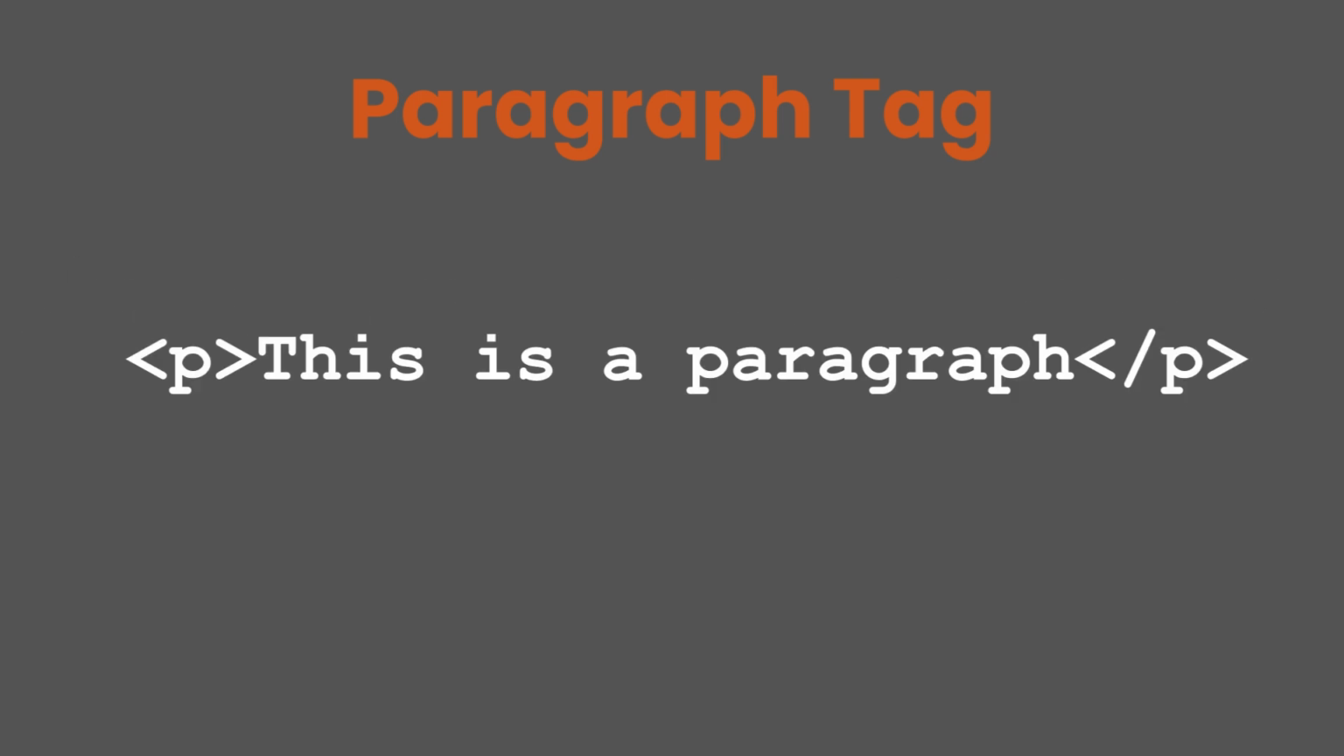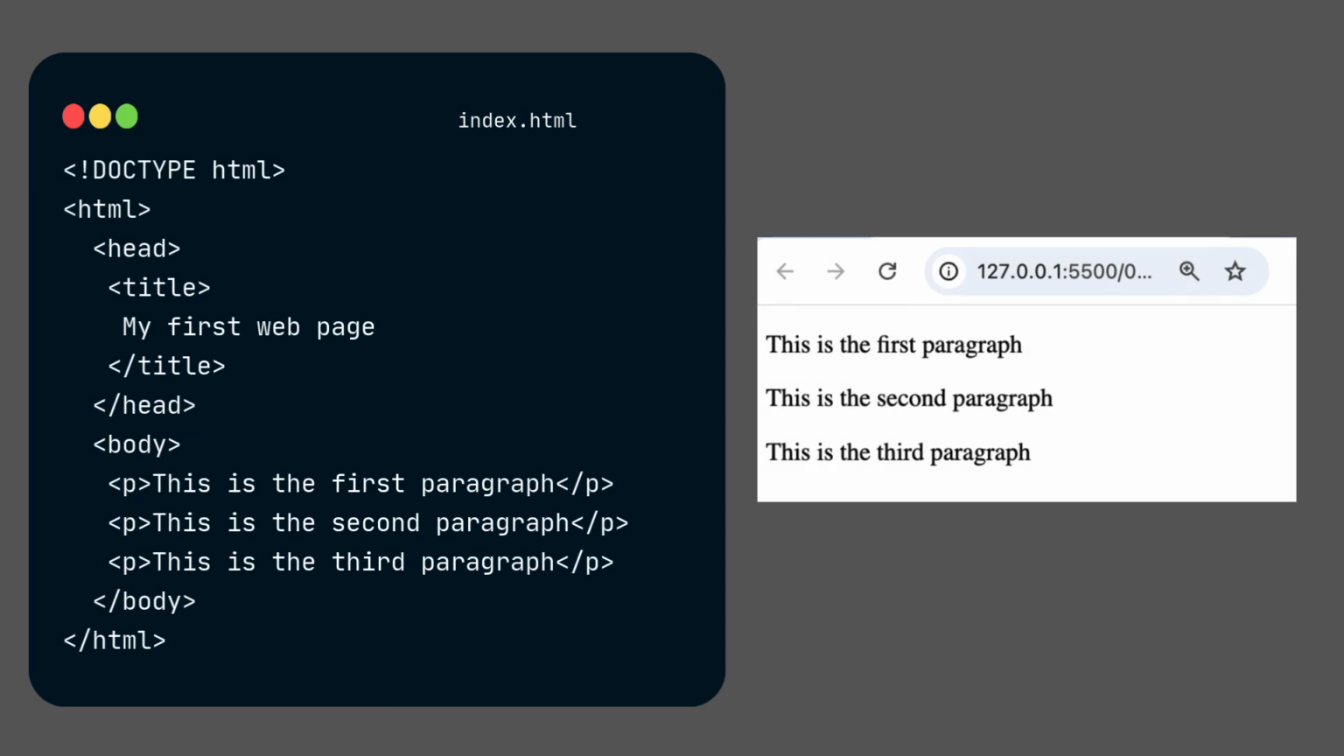Alright, so let's now talk about the paragraph tag. In HTML, we use the p tag to create paragraphs of text. The paragraph tag also has an opening and closing tag. Here is what it looks like in code. Everything inside the p tags will be displayed as a single paragraph on our web page.